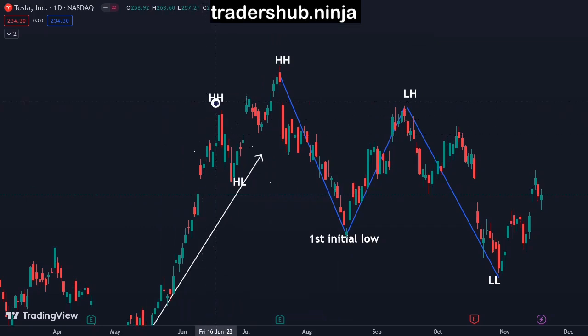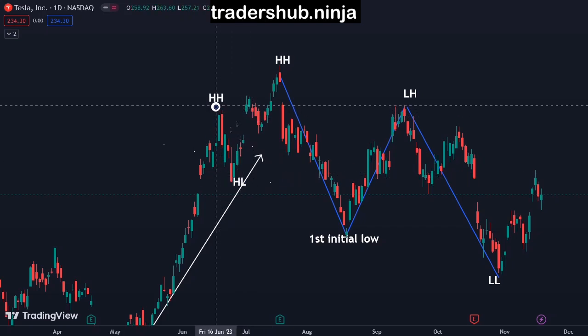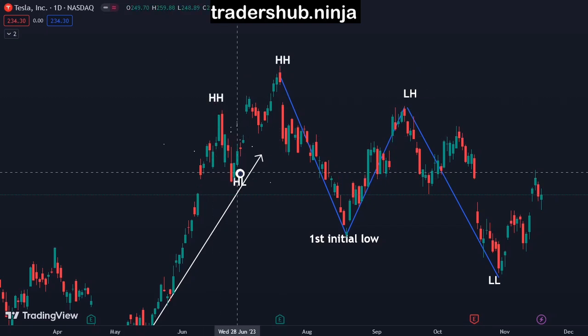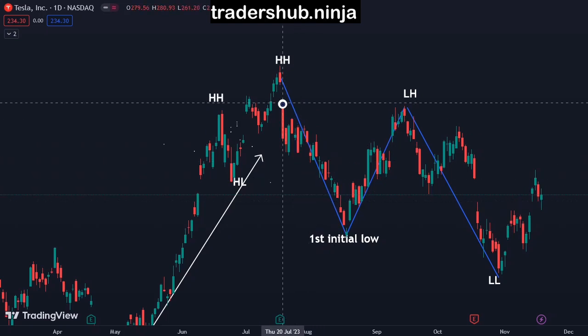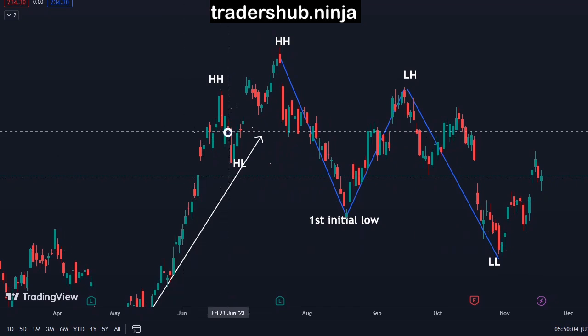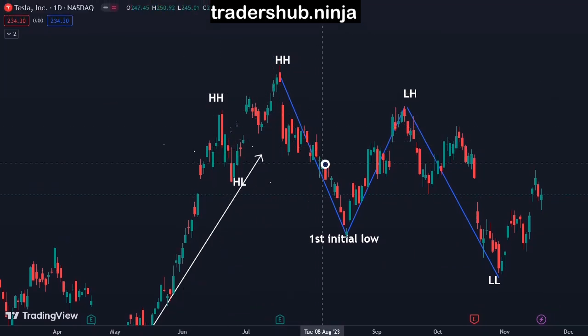Here it was a higher high followed by a pullback. We can get a higher low, and this previous high will break and a new high will form. So here, higher highs, higher lows, higher highs. Look here, it is not a higher low. It's a first initial lower low. So the market changed direction here. Previously it was an uptrend. Here the market changed into a downtrend.